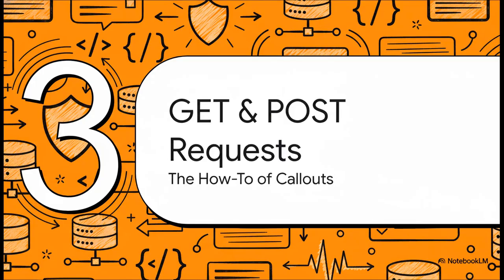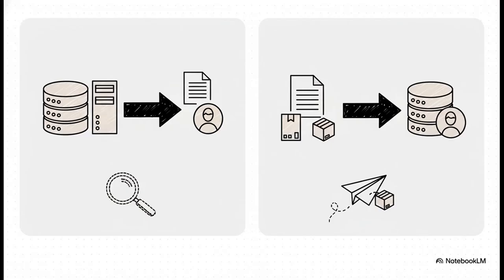Okay, so we've got our secure foundation locked in. Now let's get to the fun part, the code. Let's actually see how we make these callouts happen. Now, the two most common types of requests you're going to make are GET and POST. Honestly, the difference is super easy to remember. You use GET to get or read data from another system, and you use POST when you want to post or send new data to that system.